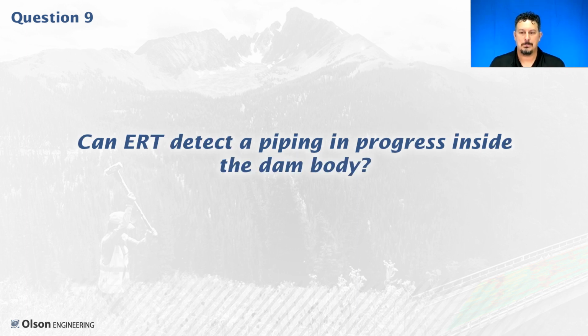Okay, can ERT detect a piping in progress inside the dam body? Potentially, yes. It really just depends on how deep it is and the size. We've done some lab scale measurements in the past looking at this, and done some large scale ones over known pipes. And sometimes we can see them and sometimes we can't. Like I said, it's the size of the target versus depth that is really what's controlling whether or not you can see it.